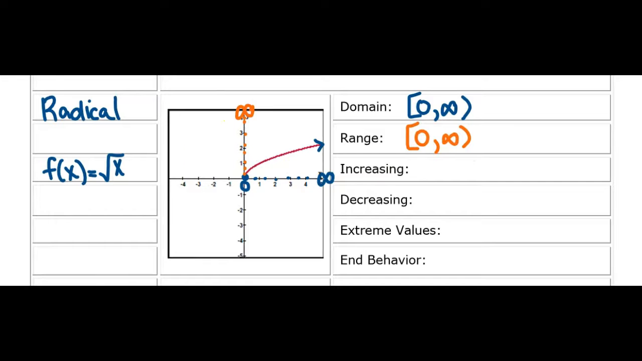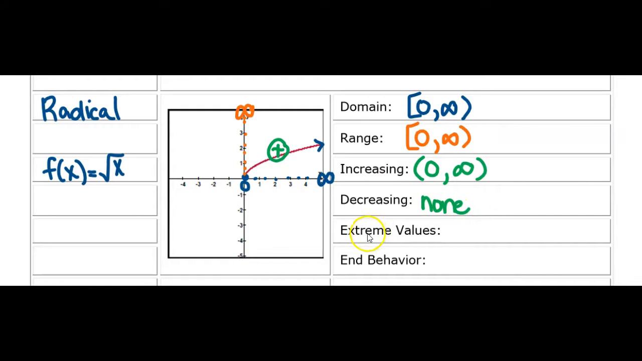All right, let's read our graph from left to right, and we can see that our y values are strictly increasing. So from x equals 0 to positive infinity, we are increasing. And again, we are not including 0, since at 0 we are not increasing or decreasing at that point. Decreasing, we would say none.